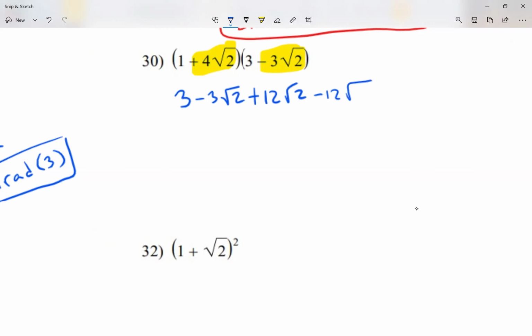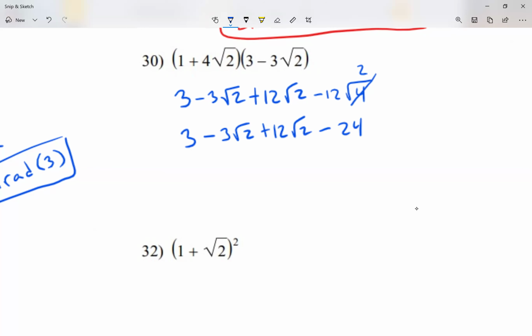My radicals, multiply them. 2 times 2 is 4. So I call that radical 4. Okay, now let me simplify what I can. My first term is just a 3. Nothing I can do. My second term, minus 3 radical 2 plus 12 radical 2. Nothing I can do. Now here, the square root of 4 is 2. So negative 12 times 2 gives me a negative 24.